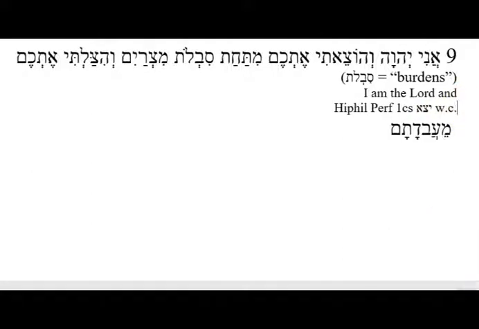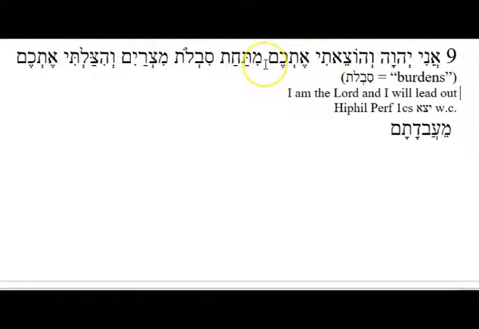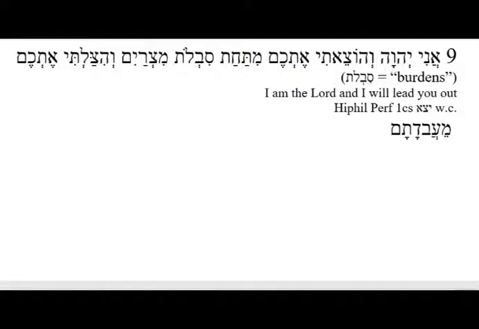And there's a vav consecutive on this perfect as well, right? So, I am the Lord. And first common singular, I, perfect plus vav consecutive, will do what? Yatsa, and the Qal means to go out. In the Hiphil, cause to go out or bring out. I will lead out. Who's he going to lead out? Etchem, you. Go back and put that object in, and I will lead you out. Mitachat, from under.